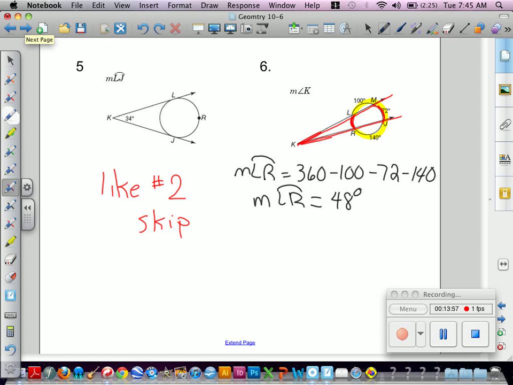So now I can go ahead and do my big arc minus my small arc divided by 2. So the measure of angle K equals, my big arc is 72, my small arc I just found to be 48, and then I'm going to divide by 2. So I'm going to get 24 divided by 2. My measure of angle K is 12 degrees.